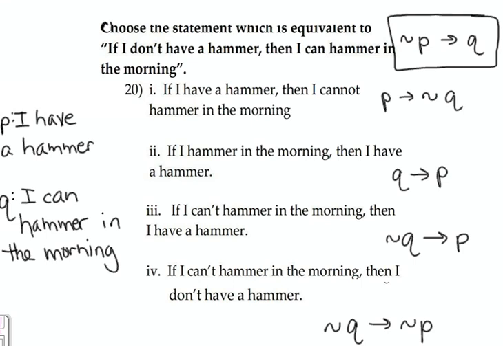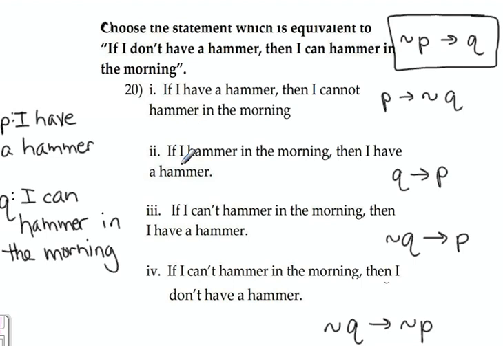For number 20, we're asked to choose the statement that is equivalent to, if I don't have a hammer, then I can hammer in the morning. So let's change this to symbolic form. I'm going to let P represent I have a hammer and Q represent I can hammer in the morning. So the conditional statement that we're given is, if I don't have a hammer, if negation P, then I can hammer in the morning, Q.